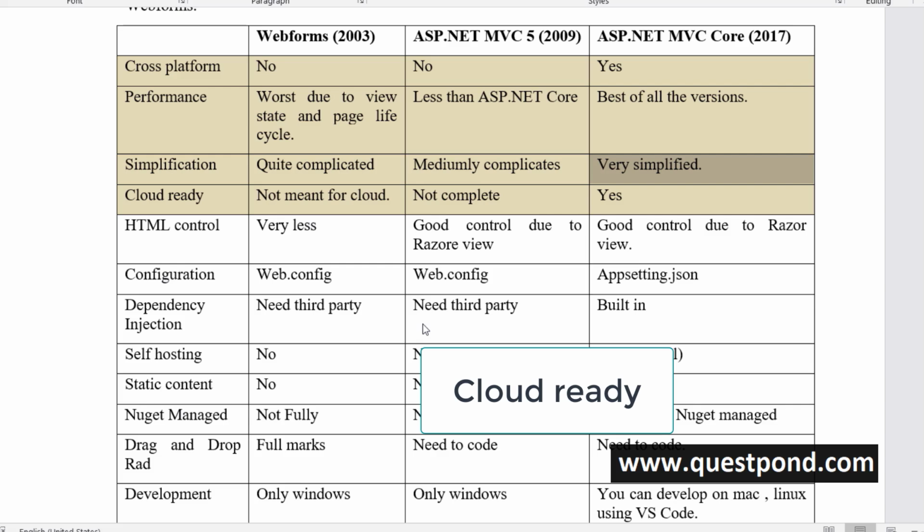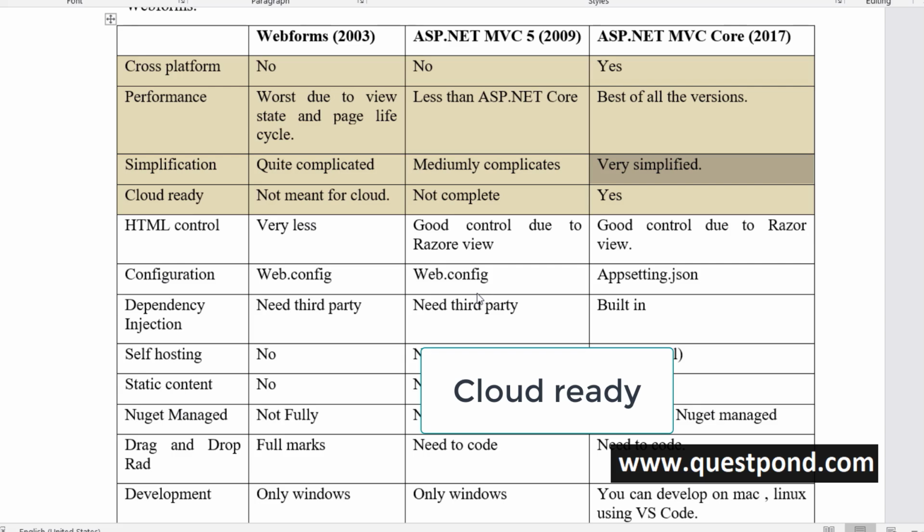ASP.NET MVC 5, you can host on cloud, you can manage a lot of things, but not like MVC Core. MVC Core, it is small, it is lightweight, it can go inside a Docker. The settings are so simplified, it is cross-platform. So the cloud readiness of ASP.NET MVC Core is very much more prepared as compared to web forms and MVC 5.